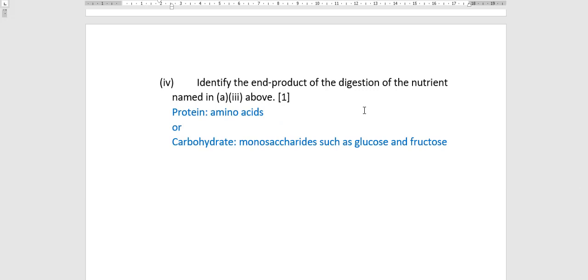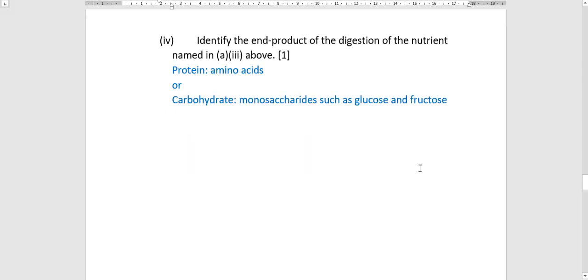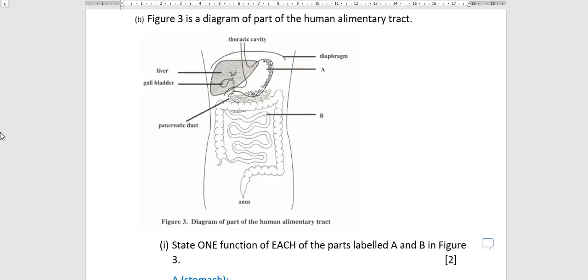Next is part 4. Identify the end product of the digestion of the nutrient named in part 3 above. So if you named protein, the end product is amino acids. If you named carbohydrate, the end product would be monosaccharides such as glucose and fructose. Okay, and that's it for this part of question 2.